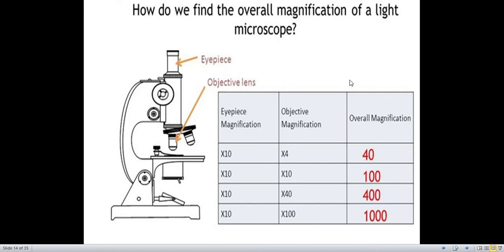Shall we use that? Now look at this. How do we find the overall magnification of a light microscope? Here, this is the eyepiece and these are the objective lenses. Now, if the eyepiece magnification is given as 10 times, and the objective magnification is given as 4, then 10 times 4 is 40. The overall magnification is 40. If the eyepiece is 10 and the objective magnification is 10, 10 times 10 is 100. If the eyepiece magnification is 10 and the objective magnification is 40, the overall magnification is 400 times.